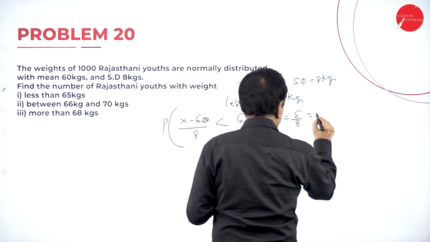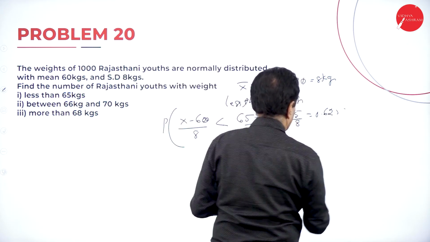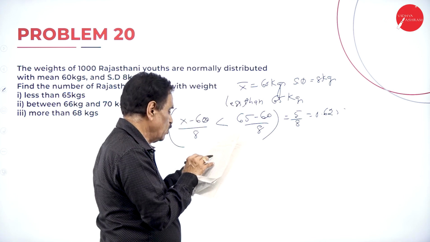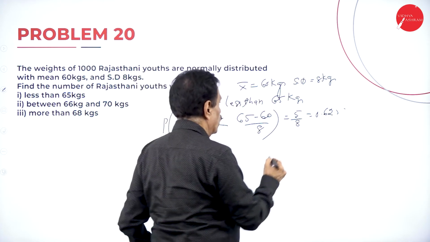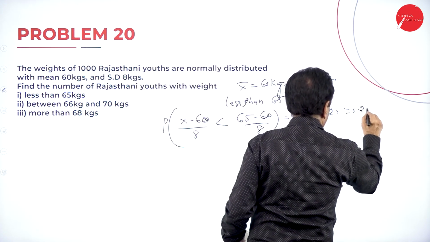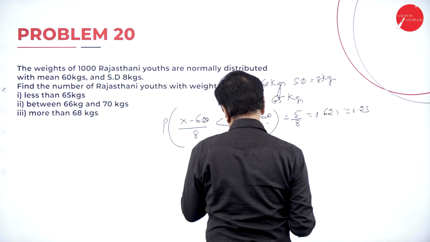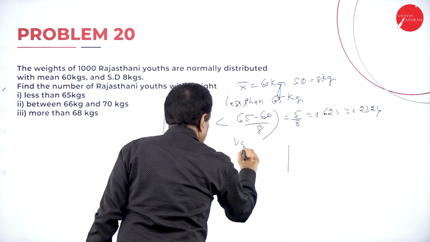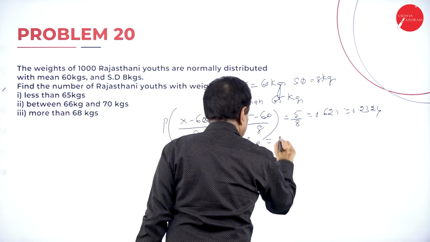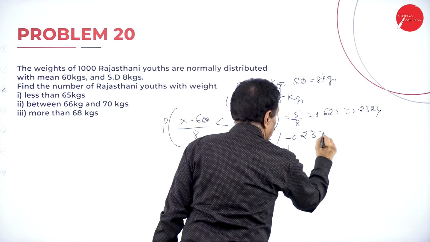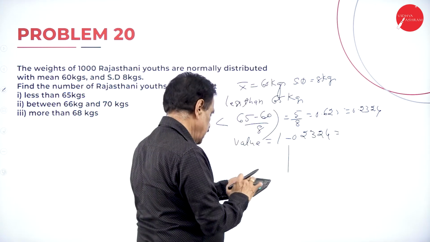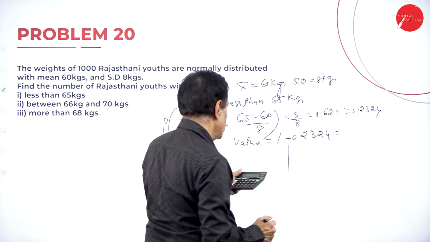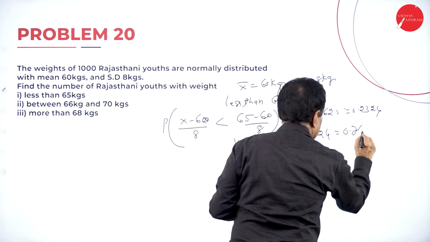Zero 0.625, 0.62, 0.6 to 2324, 0.23, 0.2324. Therefore, the value is 1 minus 0.2324, which is 0.7676.